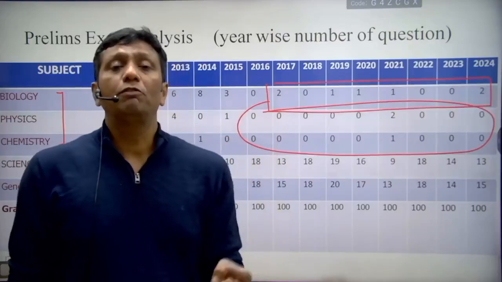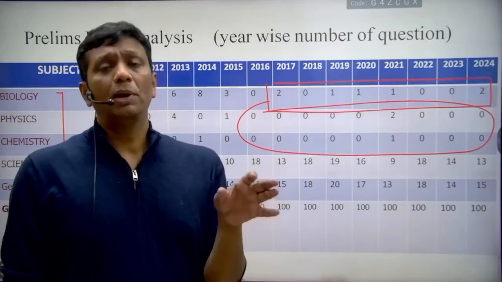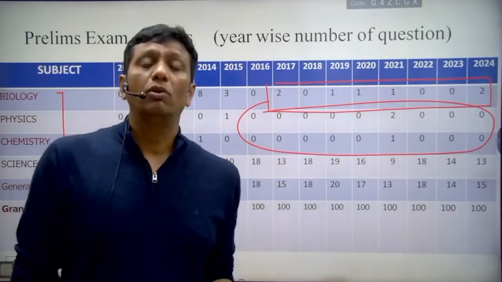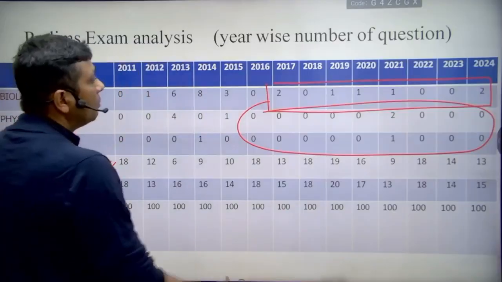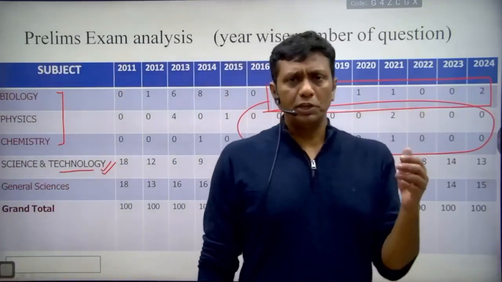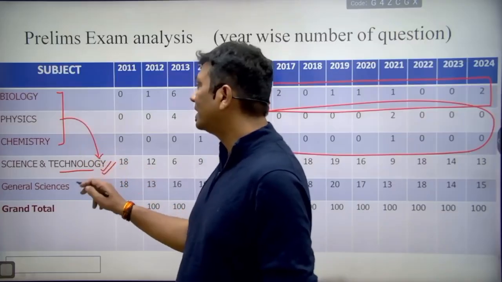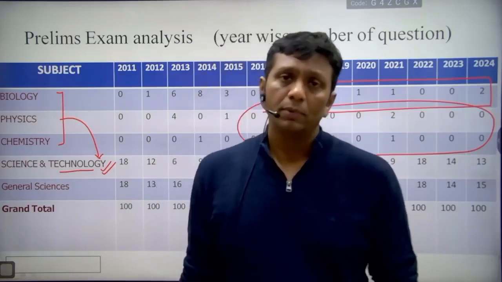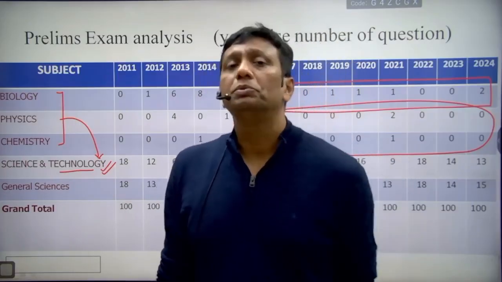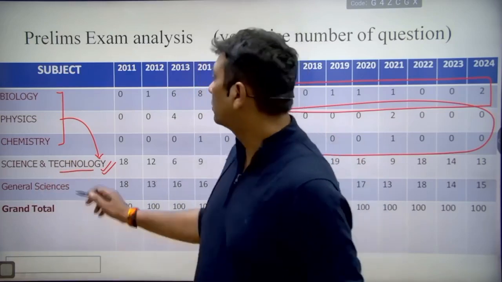That is the reason, if your target is UPSC, you should give your hard work to the technology part, not biology, physics and chemistry. Even the biology questions UPSC generally asks are mostly based on one chapter that I brought in science and technology: health and disease with various immunization programs. Mostly those are the biology questions UPSC has asked.